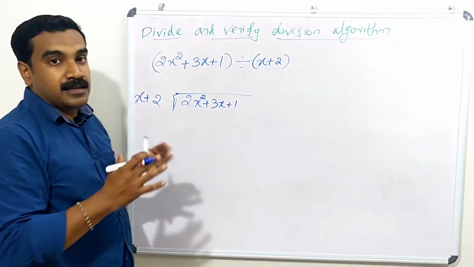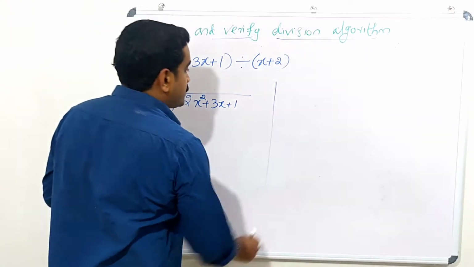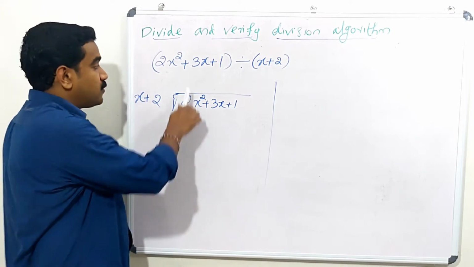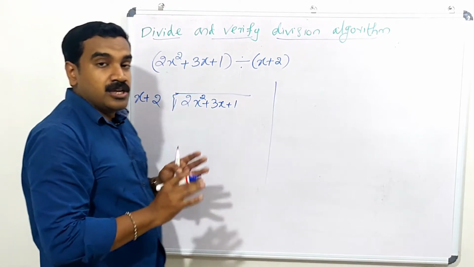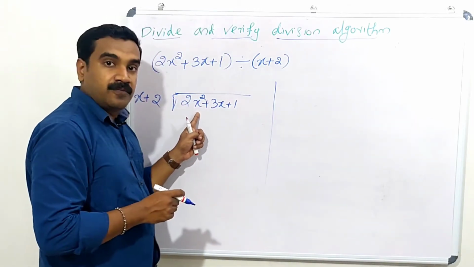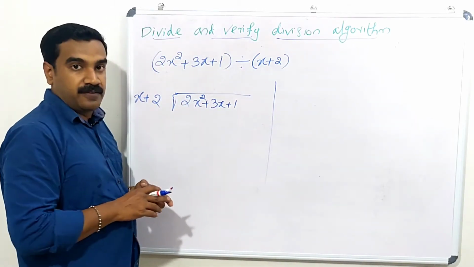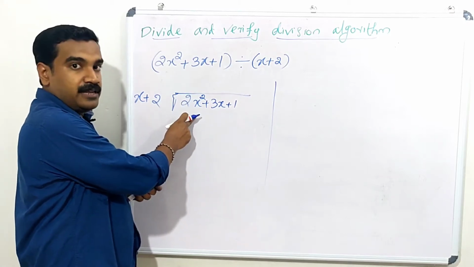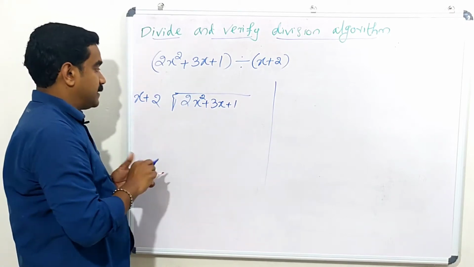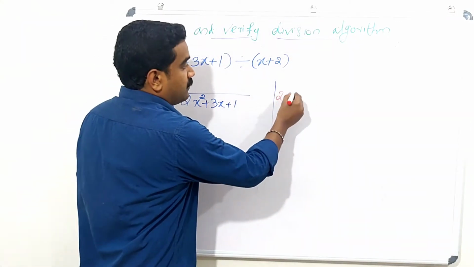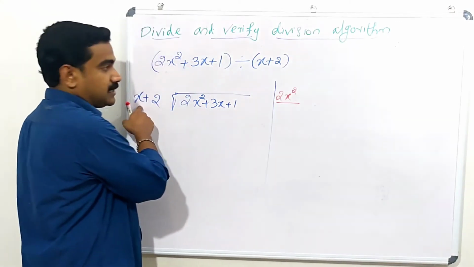Check the steps we are taking. Here we will get the quotient and here we will get the remainder. What is the first term of the quotient? To get the first term of the quotient, we divide the first term of the dividend by the first term of the divisor. The first term of the dividend is 2x square, so we divide 2x square by x.